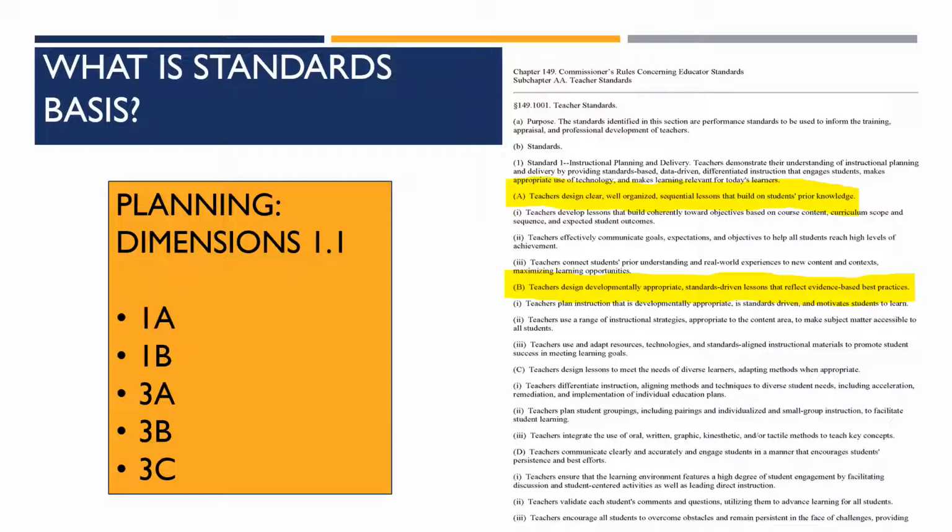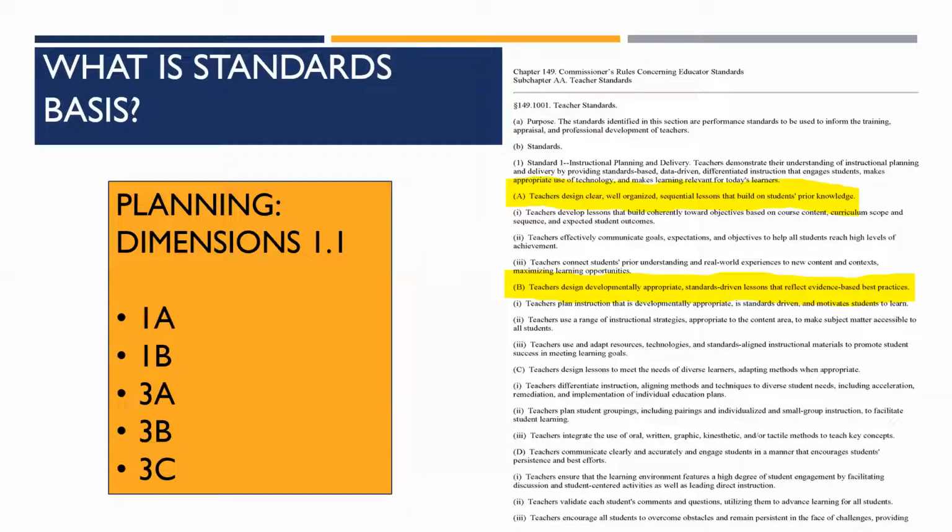So I was discussing that standards basis earlier. Under that planning dimension 1.1, there was 1A, 1B, 3A, 3B, and 3C listed. So this is where that information comes from. It comes from Chapter 149 of the Commissioner's Rules concerning educator standards. So 1A, teacher designs clear, well-organized, sequential lessons that build on students' prior knowledge. And then under 1A, there's some additional information that the teacher has to do that directly relates to dimension 1.1. Then 1B, teachers design developmentally appropriate, standards-driven lessons that reflect evidence-based best practices. And then there's a couple of other items that relate to that 1B.